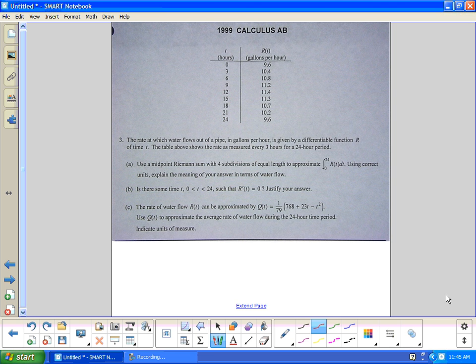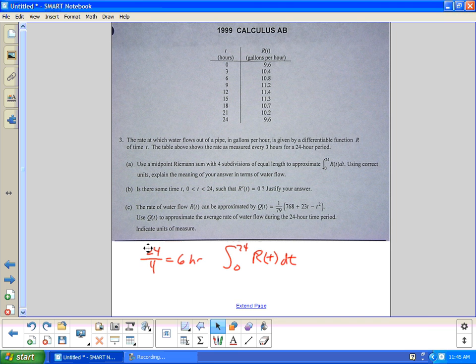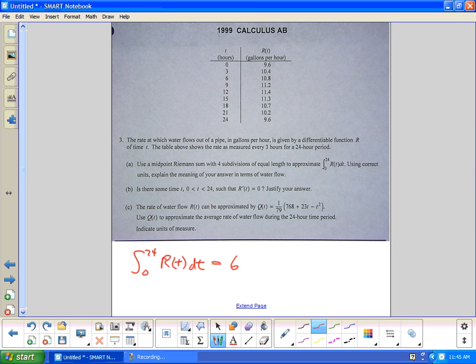Well, first of all, 4 subintervals, guys. 24 divided by 4. Do you guys agree they're 6-hour intervals? They do that on purpose because now it's really easy. So we're going to go 0 to 24 of r(t) dt. All right, and I'm going to erase the 6. We know it's a 6-hour interval. So that's going to equal 6 times.